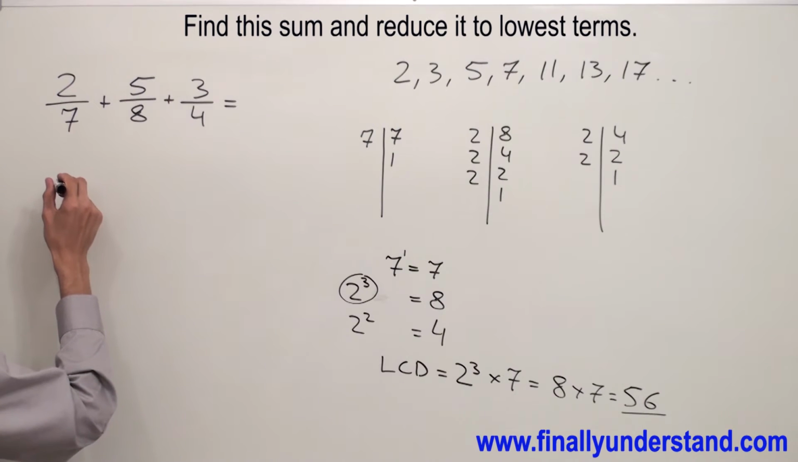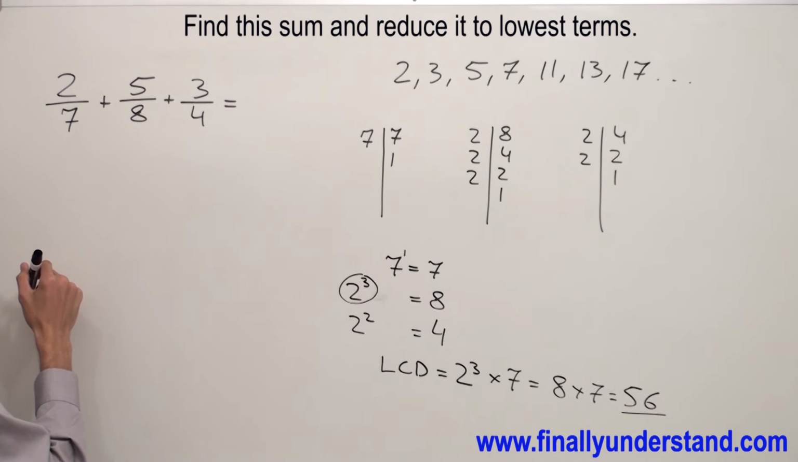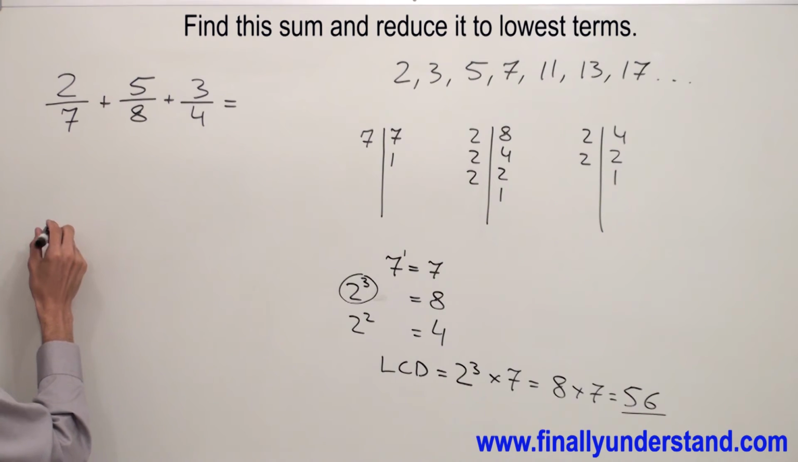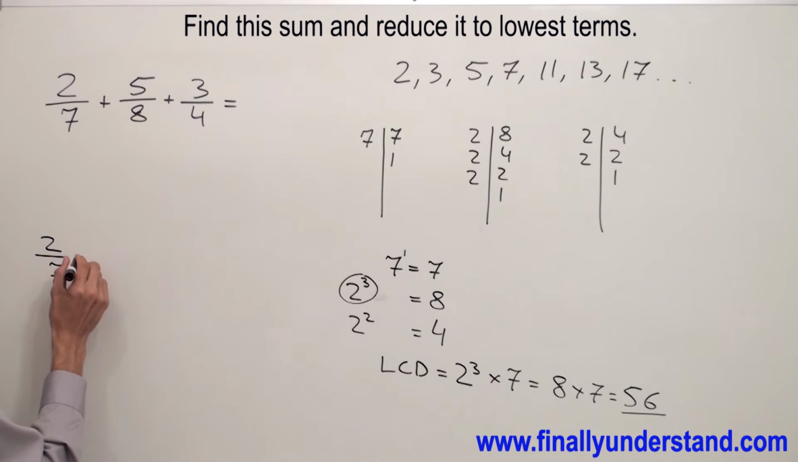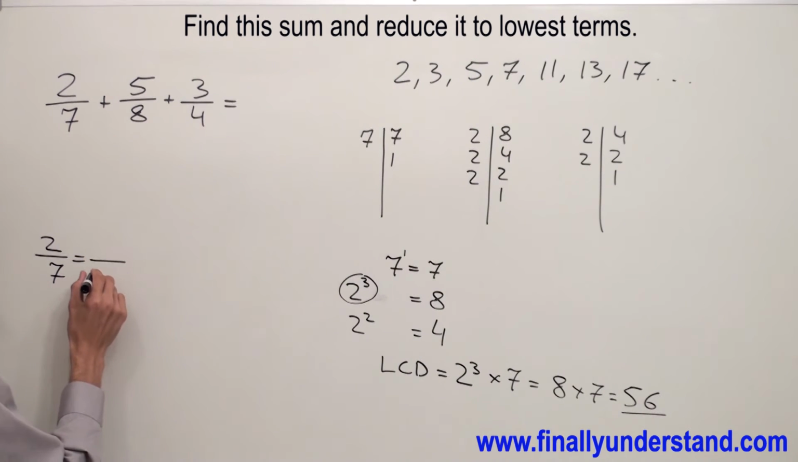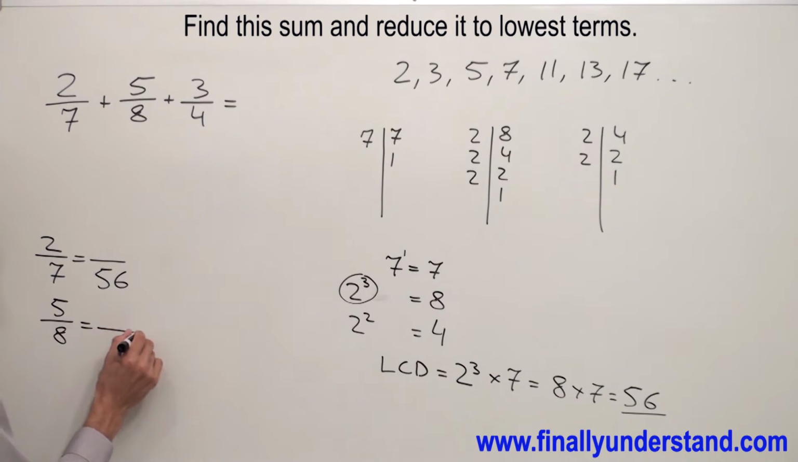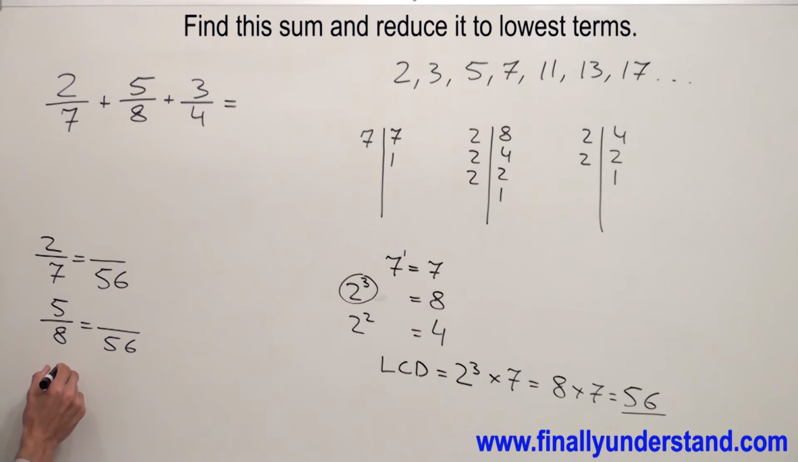Now, let's take a look at what we can do next. We have a common denominator. Okay, so I have to write the fractions one more time. I have 2 over 7 is equal to something over 56. Okay, and I have 5 over 8 is equal to something over 56, and I have 3 over 4 is equal to something over 56 in the denominator.